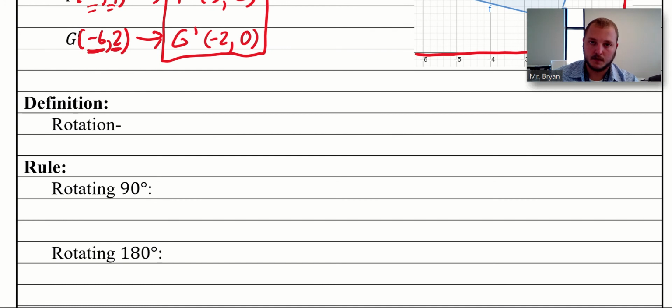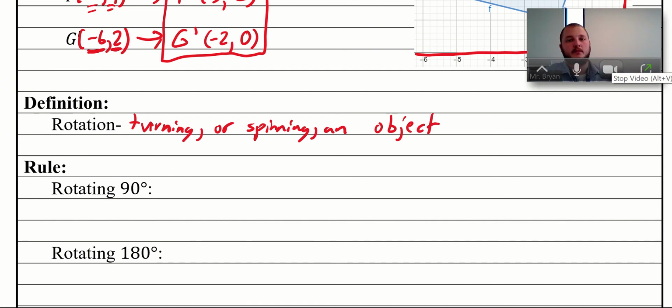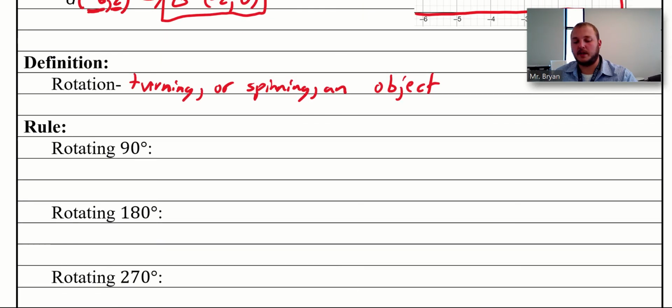Rotation, and hopefully you understand what that word means anyway, but rotation is just turning, we'll say, I'll give you a sec to write rotation down. Turning or spinning an object. Okay? And I can do that a certain amount, but I'm trying to turn or spin an object. That's all I'm doing when I'm rotating. Okay? So for example, we have 3 different kinds of rotations that we're really going to focus on.